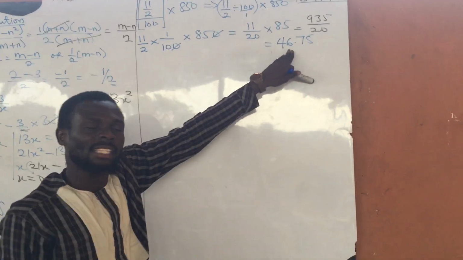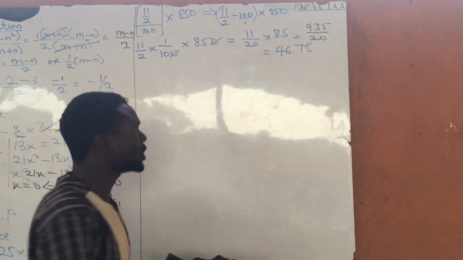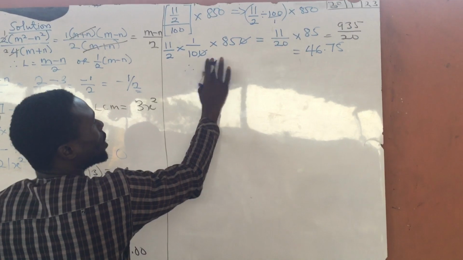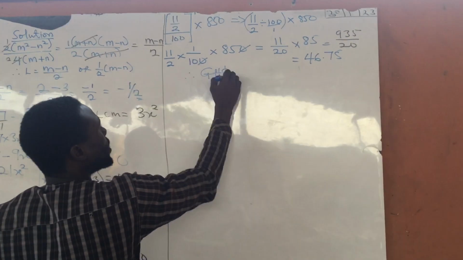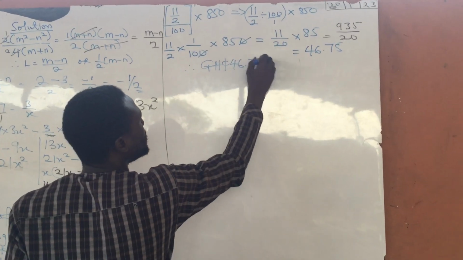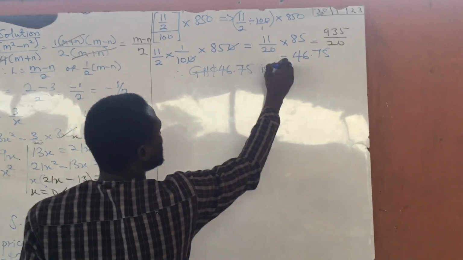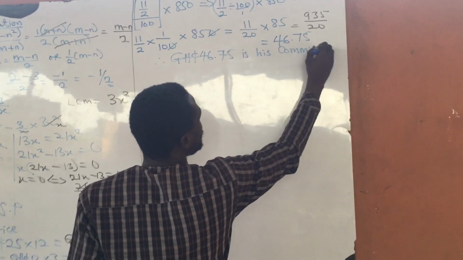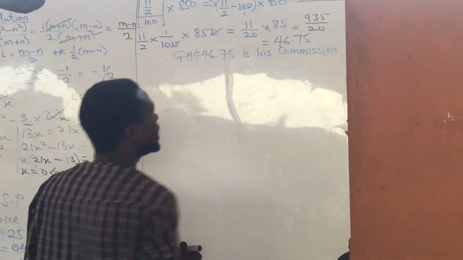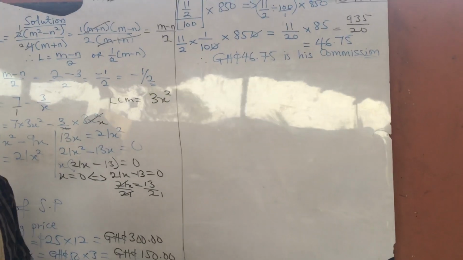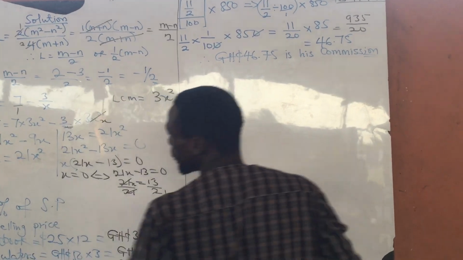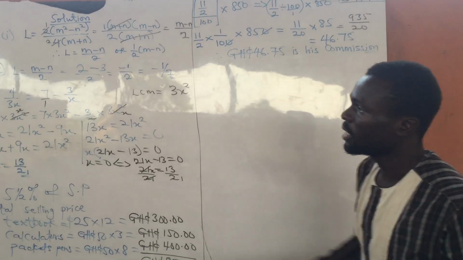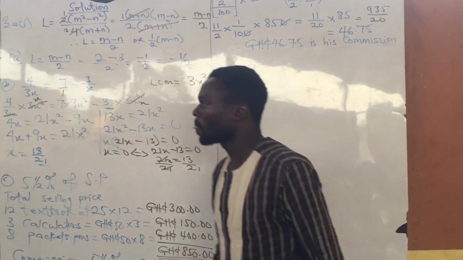So now this is the salesman's commission. So we are going to say, therefore, 46.75 cedis is his commission. And this was what we were asked to do for question 3C. Let's look at question 4.